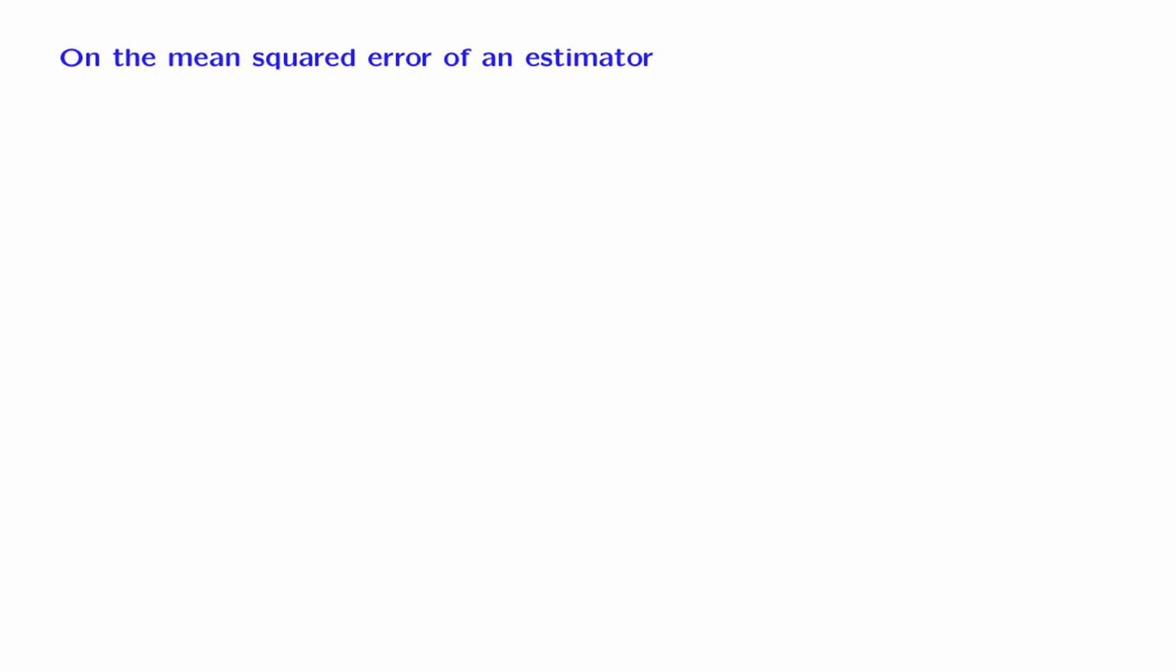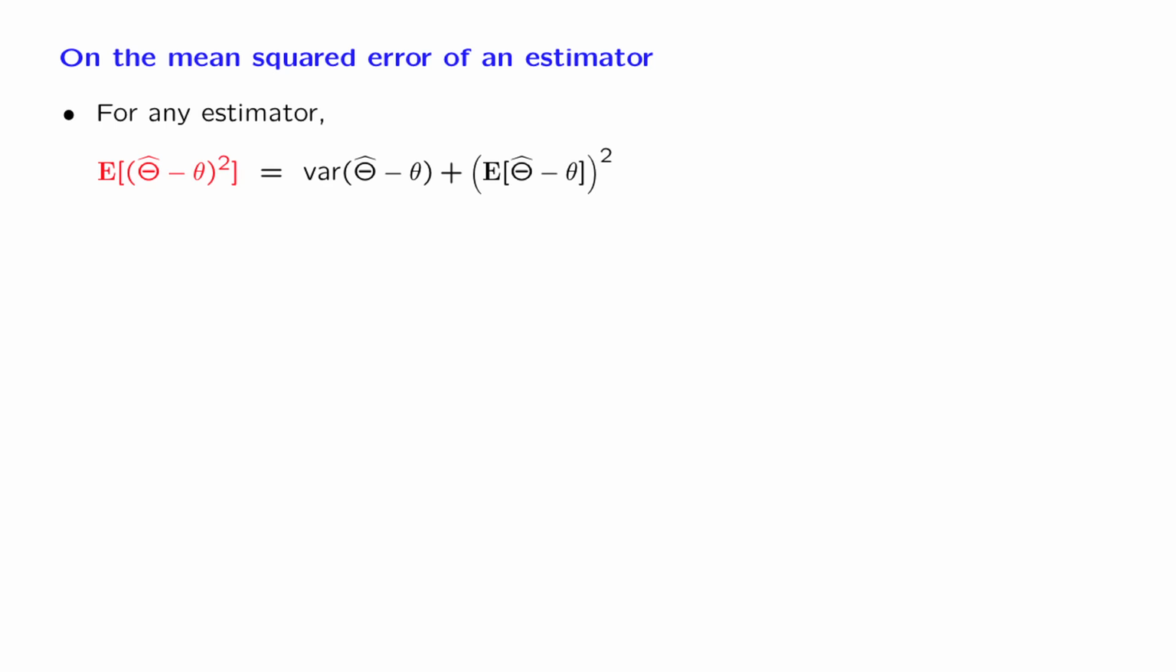In this segment, we discuss a little more the mean squared error. Consider some estimator. It can be any estimator, not just the sample mean. We can decompose the mean squared error as a sum of two terms. Where does this formula come from?